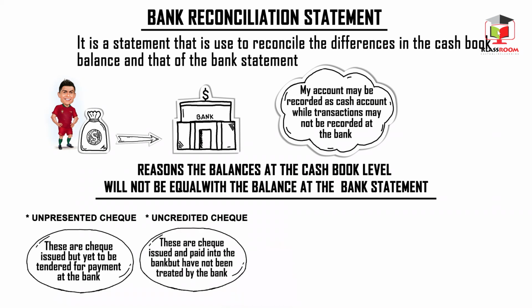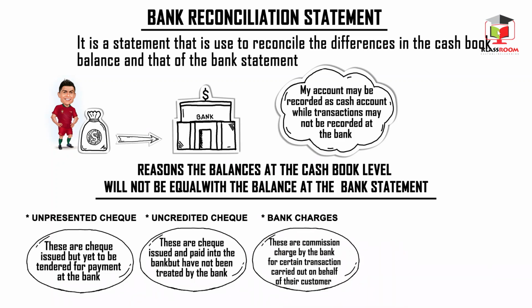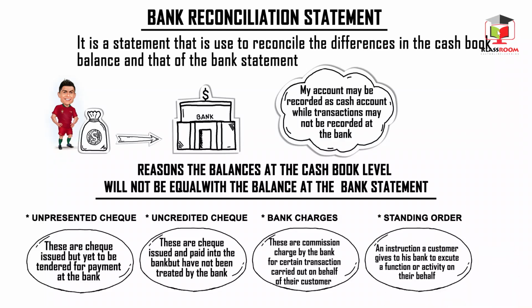They will also have reasons like uncredited check. These are checks issued and paid into the bank, but not yet treated by the bank. Most times it takes a week or probably some days before some checks are treated. So as a result of that, we may have such differences. We also have bank charges. These are commissions charged by the banks for certain transactions carried out on behalf of their customer.